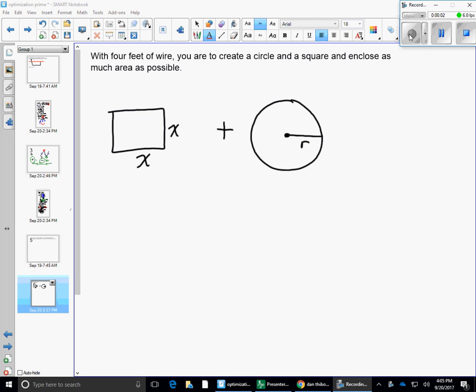Alright everyone, let's go through a problem that is near and dear to all of our hearts at this point, and that is the wire problem. So the problem states, with 4 feet of wire, you are to create a circle and a square and enclose as much area as possible. Otherwise, maximize the area.